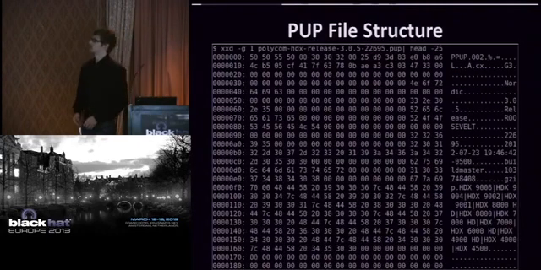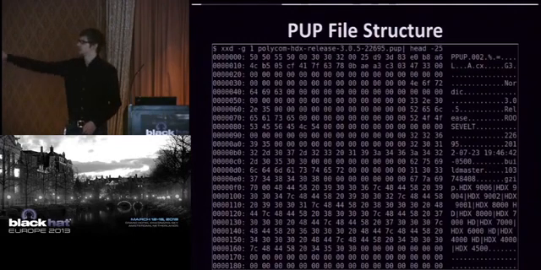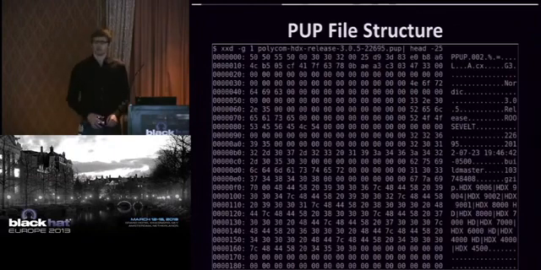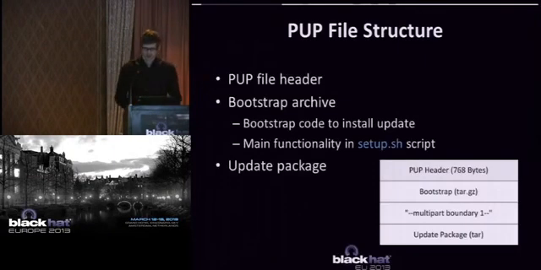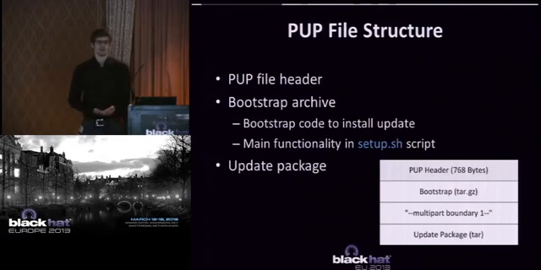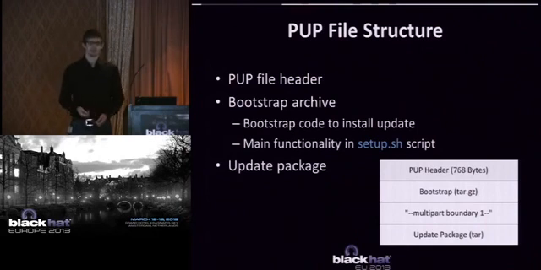If you take a look at the pub file structure, it actually doesn't look too bad, right? You at least have some strings somewhere in the beginning. The first few bytes kind of look like a file signature. So we started analyzing the complete file format, and it turns out it's pretty simple. It consists of a pub file header, which are the first 768 bytes, and then there are two packages or two archives. The first one is a Bootstrap archive, which contains basically code which is used to install the update and extract the remaining part of the update.